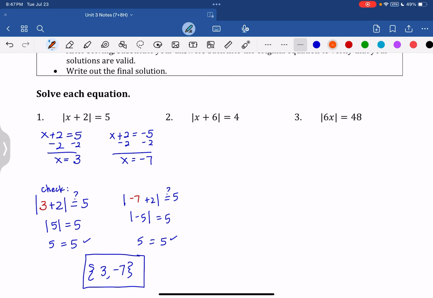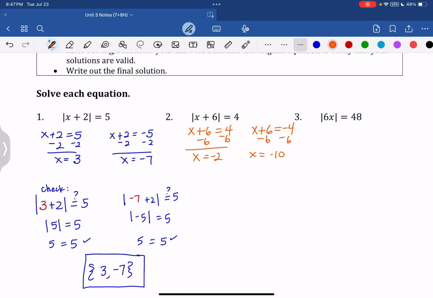So we're isolated, right? We're isolated, set equal to a positive number, so we're good to go. So we're going to unbox it. X plus 6 equals positive 4. Unbox it. X plus 6 equals -4. Solve both. So x equals -2 and x equals -10.